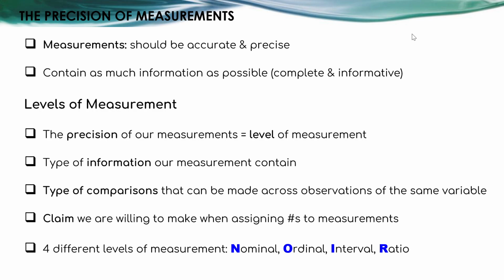But you want as much information as possible, but not so much information that I look at the survey and just guess the categories and the different things. So we have to think about the precision of measurements, accuracy, precision, but also the type of information we are looking for in these measurements, types of comparisons, and what claims we are willing to make when we assign numbers to measurements.